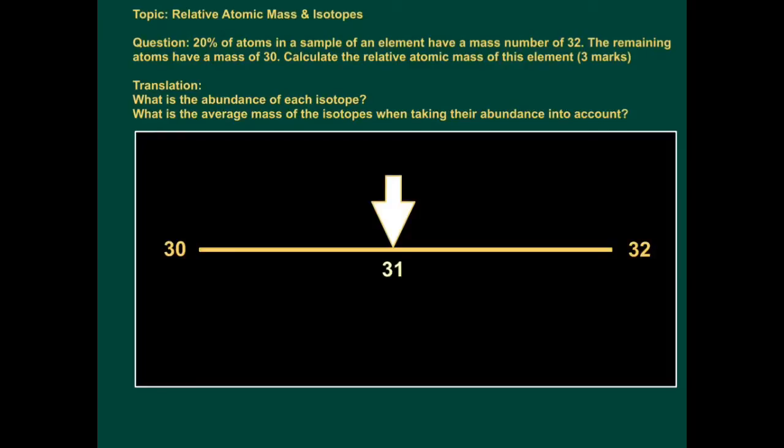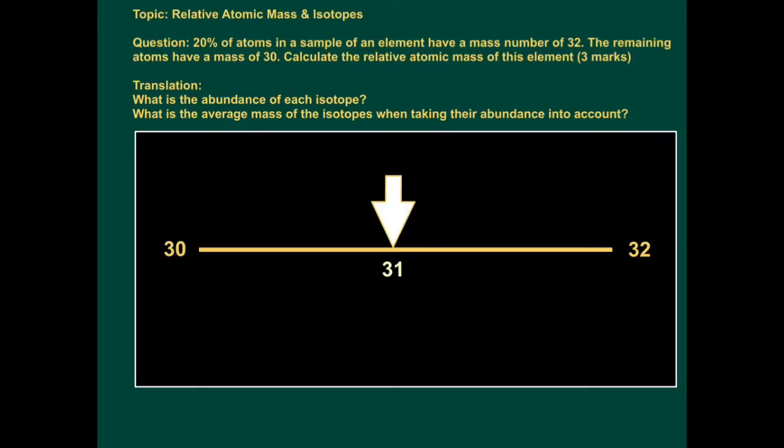In this exam application tutorial, we're looking at relative atomic mass and isotopes. The question, for 3 marks: 20% of atoms in a sample of an element have a mass of 32. The remaining atoms have a mass of 30. Calculate the relative atomic mass of this element.